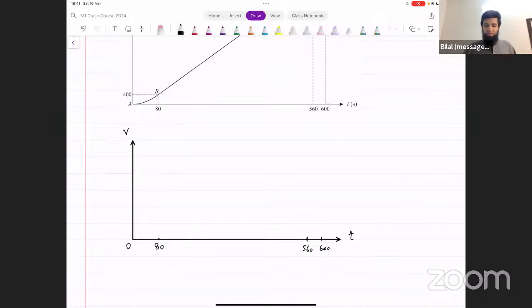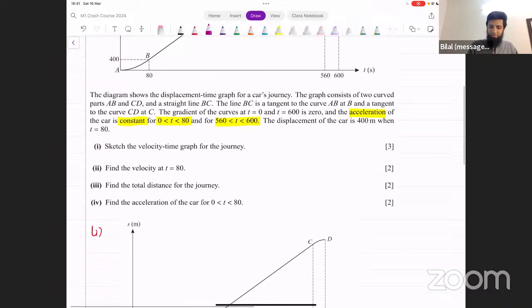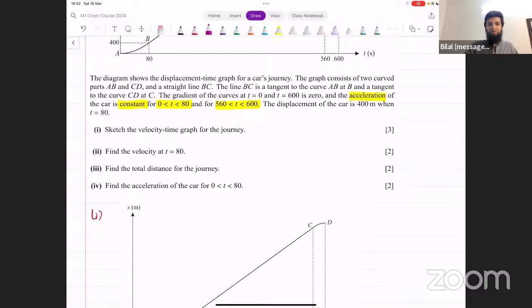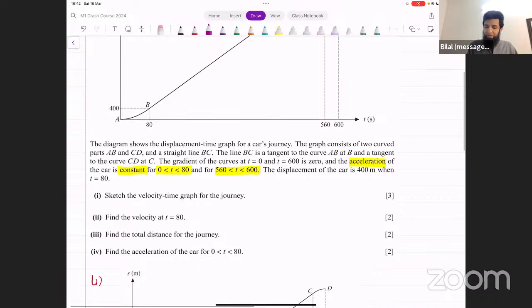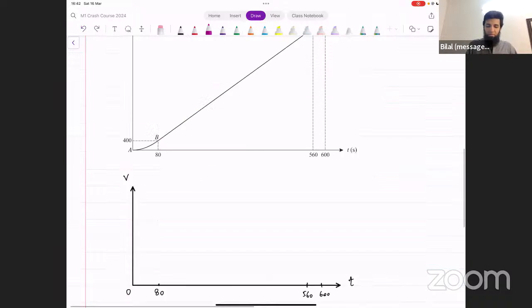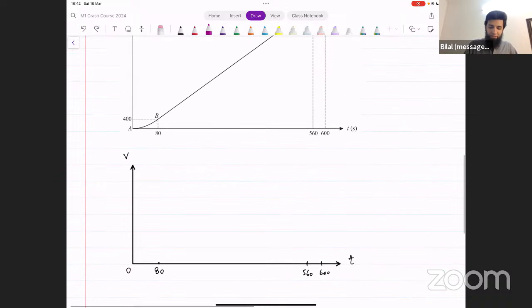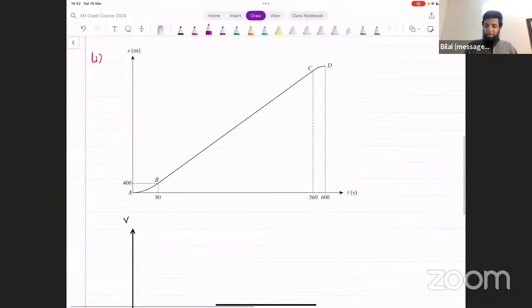Now, what are the velocities at each of these points? Let's first represent them. Remember, it's a displacement time graph. The gradient of a displacement time graph represents what? Velocity. So whenever they're talking about gradient here, they're talking about velocity. So velocity at time 0, what's that? That's 0. So this graph is going to start from 0, like this. Okay, that's one point that we have.